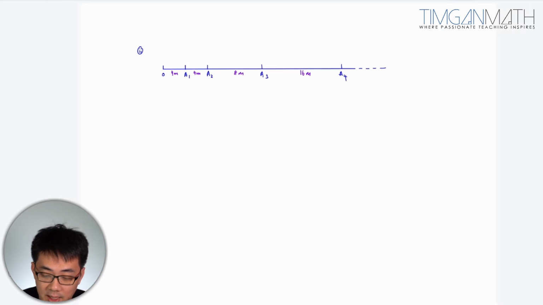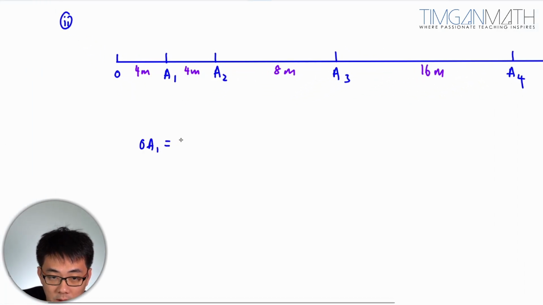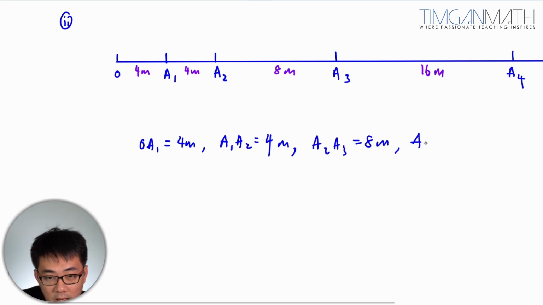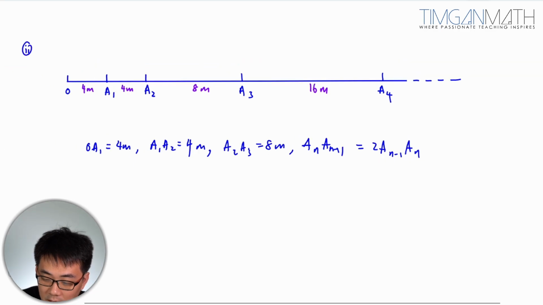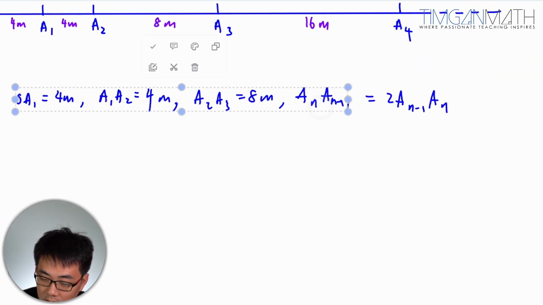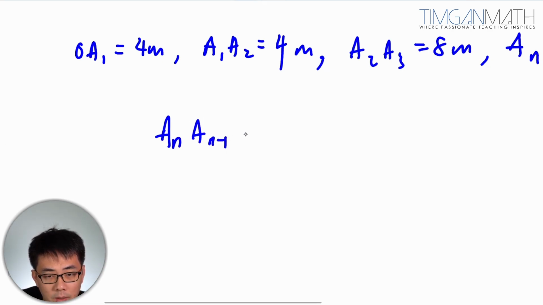In version 2 of the exercise, the distances between the points are such that OA1 is actually 4 meters, and after which A1A2 is actually 4 meters as well. Then A2A3 is equal to 8 meters. So we are given that A(n+1)A(n+2) is equal to 2 A(n-1)A(n). Now this is a governing equation here. So we try and make sense of this.